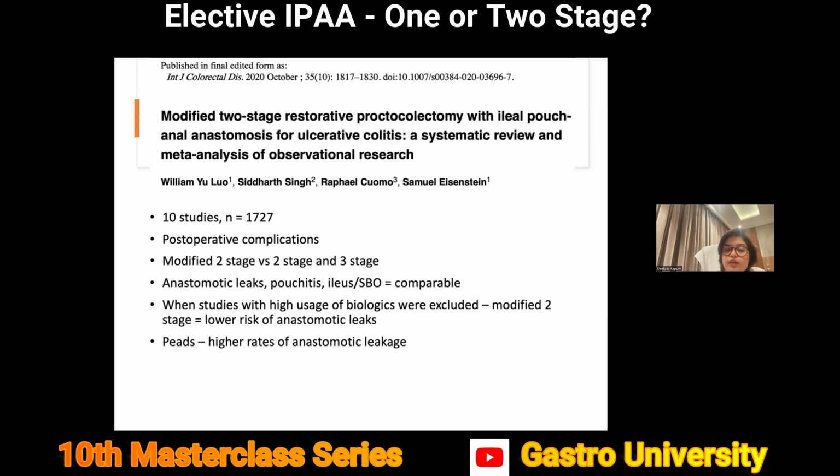But whenever we are talking about studies or retrospective data in ulcerative colitis, one of the things we must be very observant of is the use of biologics. I understand that this systematic review is a comparison of 2-stage versus 3-stage and not 2-stage versus 1-stage, but I want to draw a certain point here. So when they excluded series in which biologics were used in more than 20% of the patients, both procedures behaved equivalently. So the complications of a modified 2-stage actually decreased. So in patients with no biologics, it was actually okay to avoid a stoma.